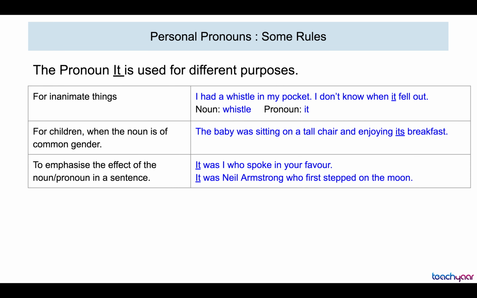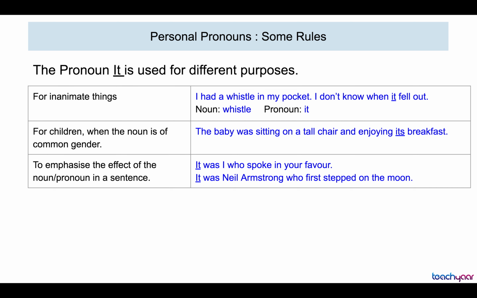To emphasize the effect of the noun or pronoun in a sentence. Now this is again interesting. It was I who spoke in your favor. Actually we can just say I spoke in your favor, but you want to emphasize it. So this is a way of emphasis. So instead of saying I spoke in your favor, it was I who spoke in your favor. So it was is used to emphasize the effect of the noun or pronoun.